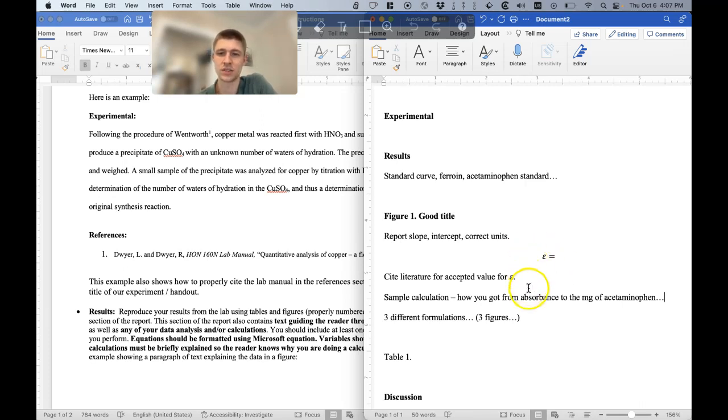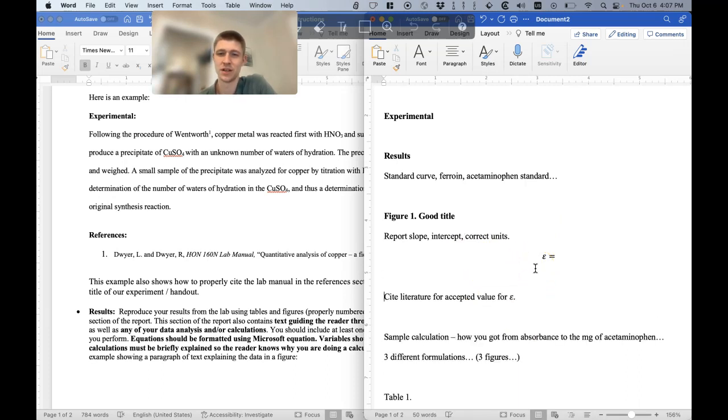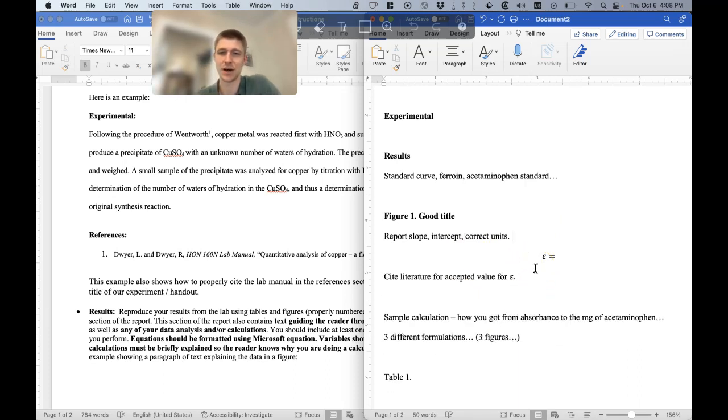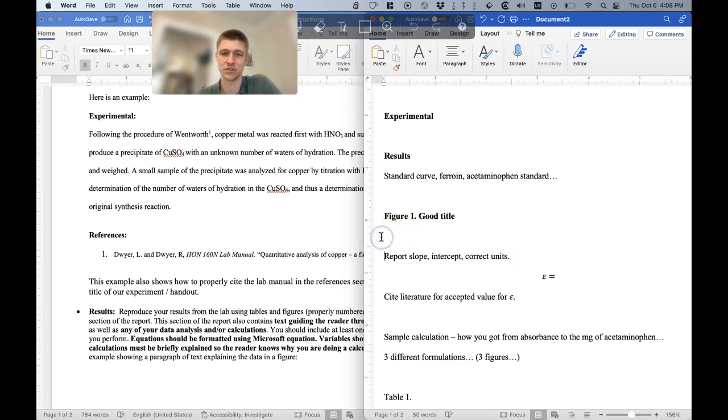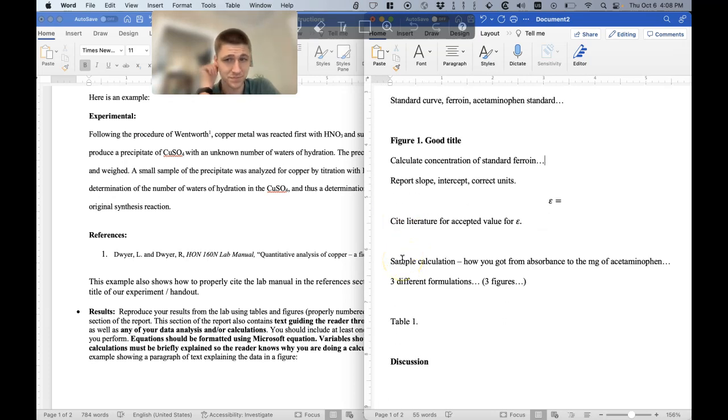In this case, you'll want to do this calculation here as well. For this you'll need to say how you calculated the concentration of ferritin, using the concentration of the acetaminophen, just that sample calculation that we walked through on Monday.